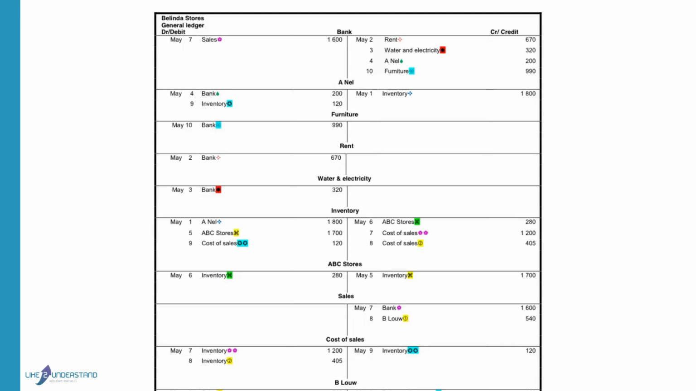We bought inventory, so the inventory account must be debited with 1,800 because inventory is an asset. Assets increase on the debit side and decrease on the credit side. We will credit the account of Nell or creditors with 1,800 because Nell or creditors control is a liability, and liabilities increase on the credit side and decrease on the debit side.